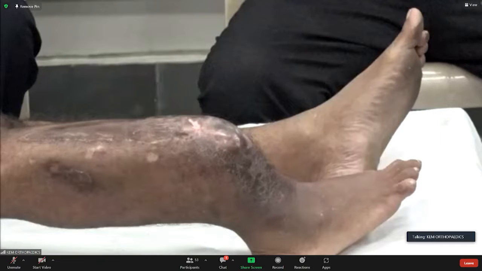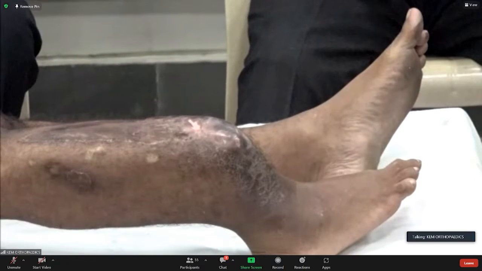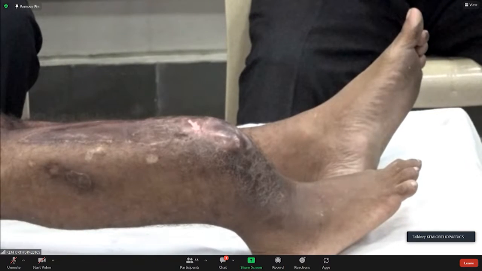Now come to the palpatory findings. Sir, on palpation, there was no tenderness present at the fracture site of the tibia. There is local warmth present. There is no abnormal mobility at the fracture site, and no loss of transported movements.